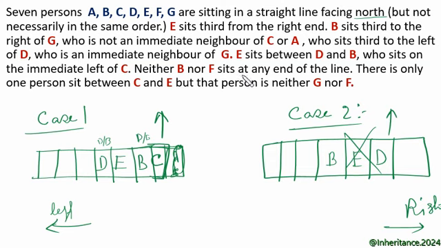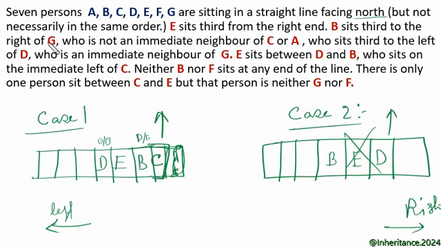B who sits on the immediate left of C, it's done. Neither B nor F sits at any end of the line. So C, B, E and D are already placed. F can't be here because F cannot sit at any end of the line. So F must be in one of these two places. There is only one person between C and E, but that person is neither G nor F. We know that person is B.